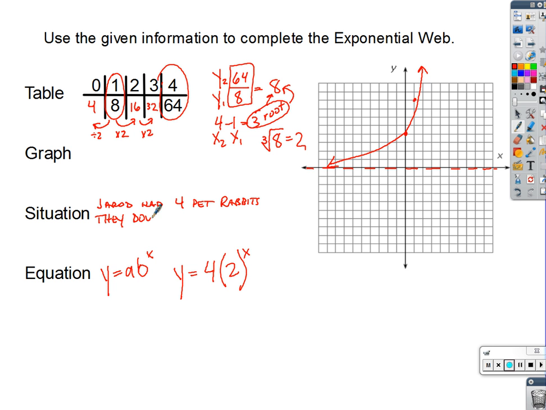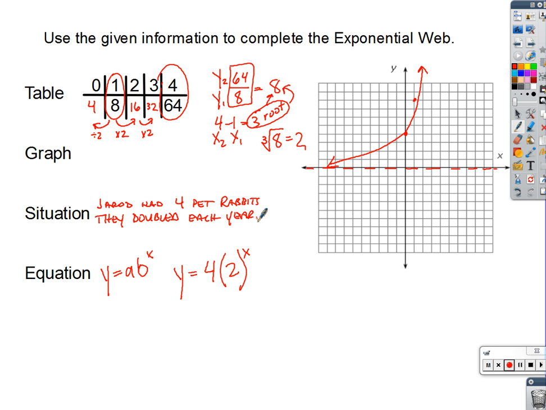They doubled each year. So those 4 rabbits had 4 babies, and they had 8 rabbits the next year, and then those 8 doubled to get 16, and so forth.